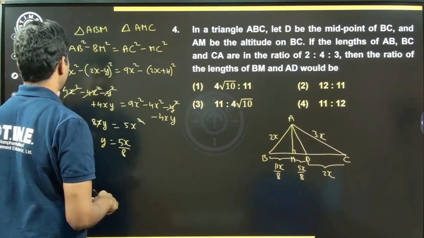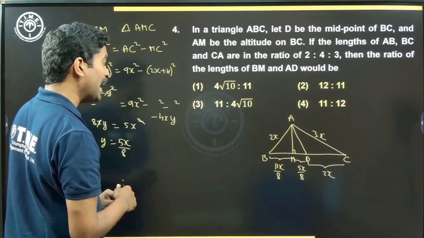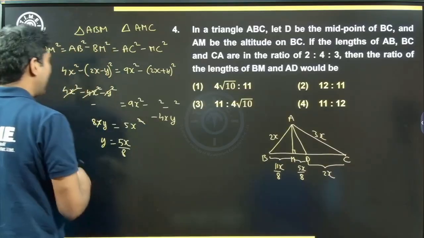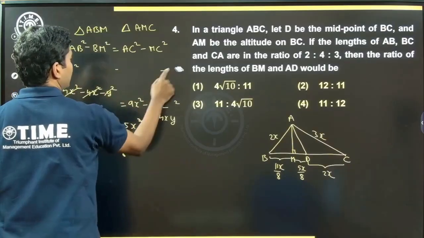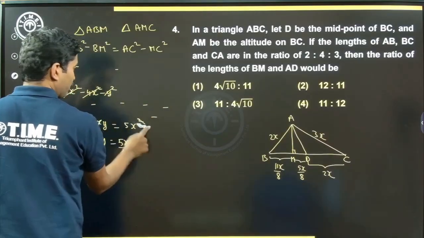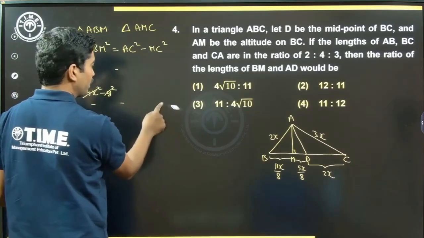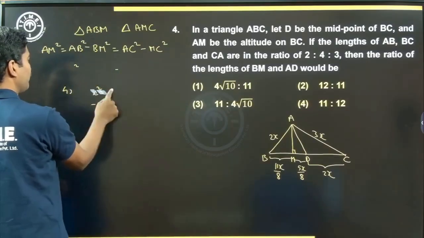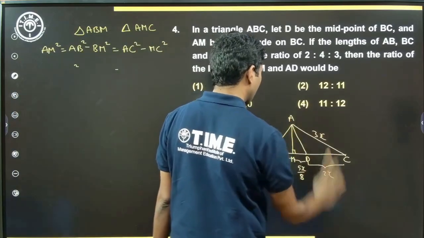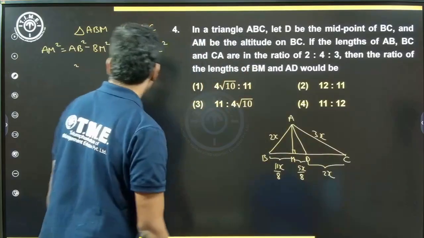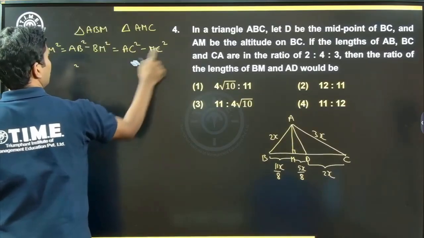Now, what are we expected to find out? We are expected to find out BM, which we already know, and AD. All right. So AD we can find using any approach. We can find AM in triangle ABM, right? Because I know BM, I know AB, I can find AM. Once we find AM, we can do AM square plus MD square to get AD square. That's one approach.